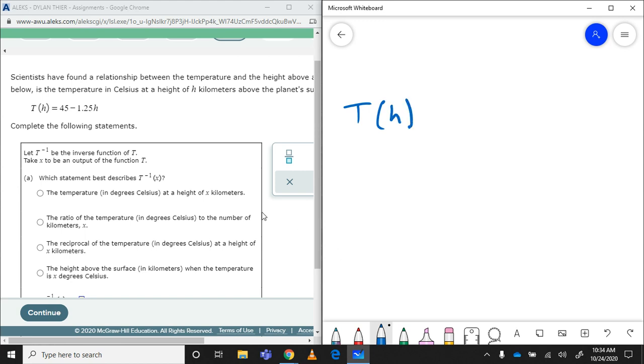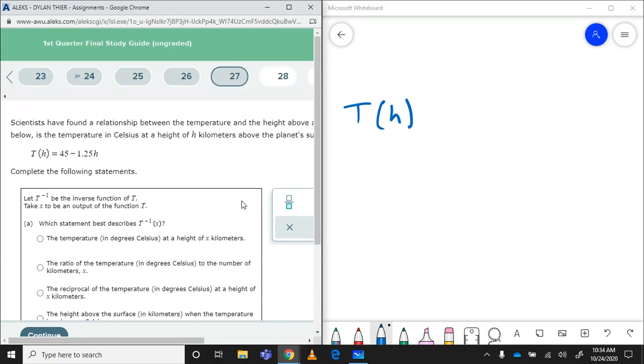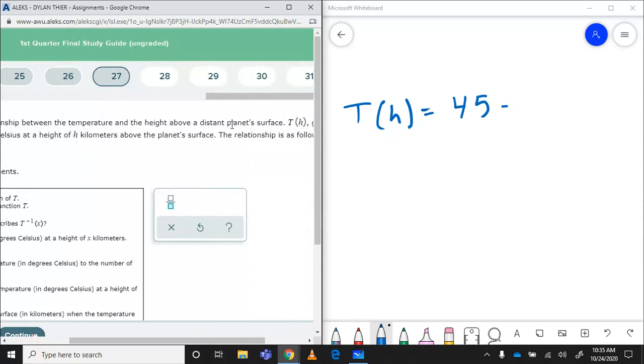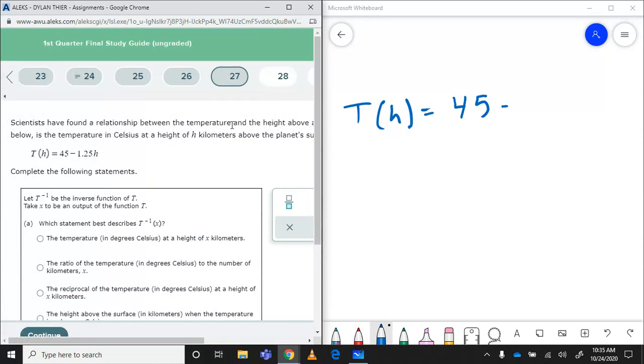Okay, in question number 27, we are given a function which describes a certain relationship. It describes the relationship between the temperature and the height above a distant planet's surface. So the idea here is that if you know the height that you want to talk about on this planet, this function will tell you what the temperature is at that height.